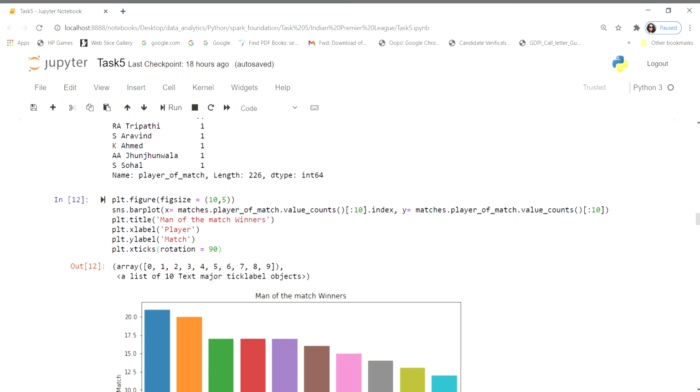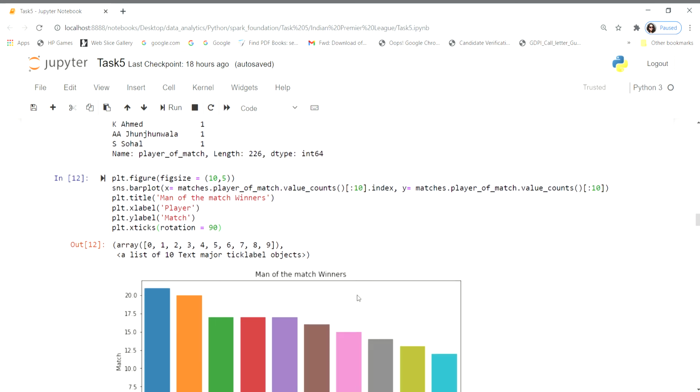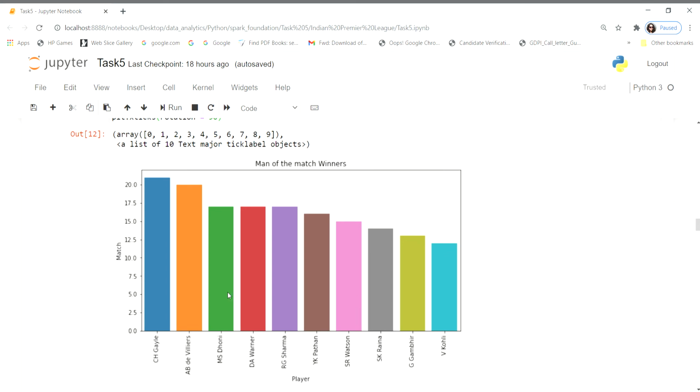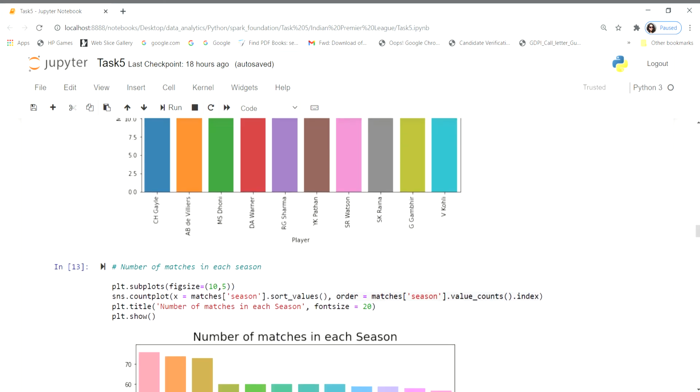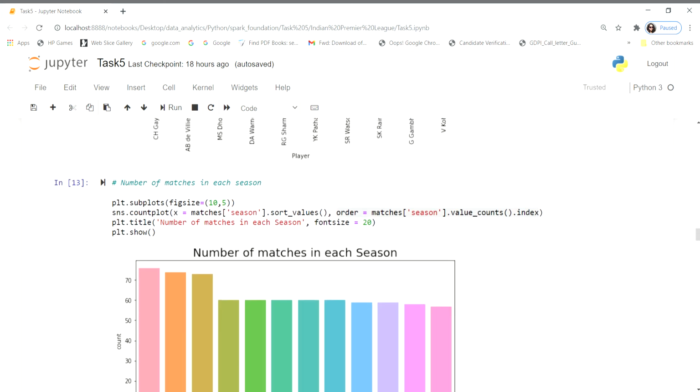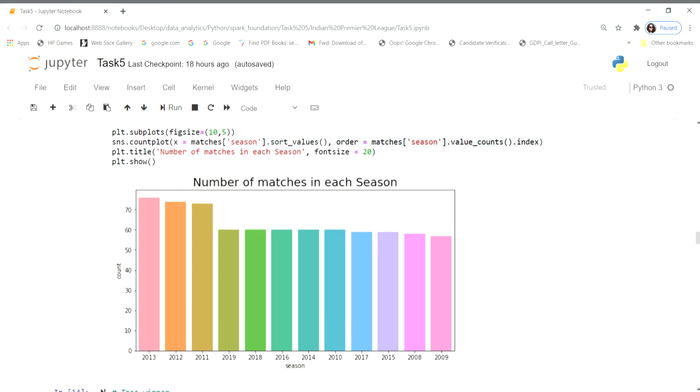Now plotting a graph for who was the man of the match. CSK's player was the maximum number of times man of the match, and Virat Kohli was the least. Now seeing the number of matches played in every season, the maximum number of matches played in a year was 2013, and the least was in the year 2009.